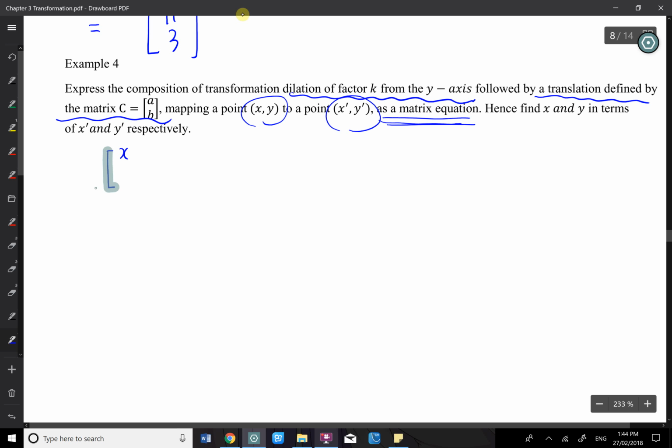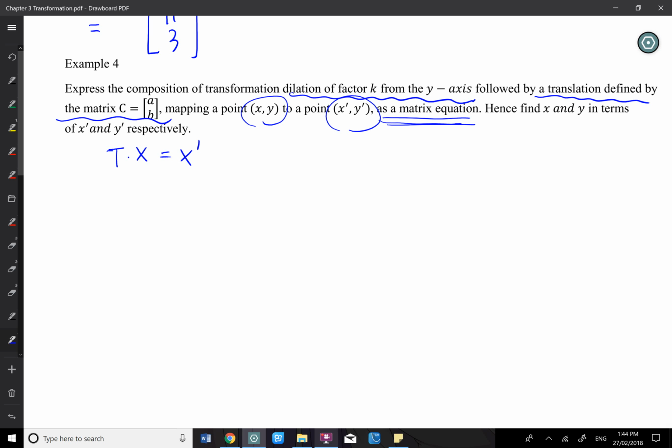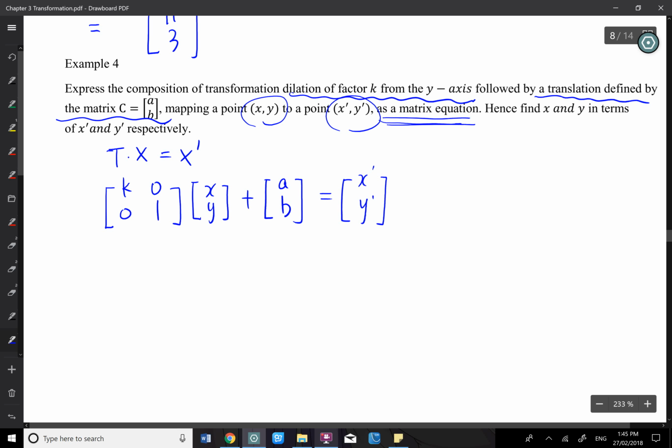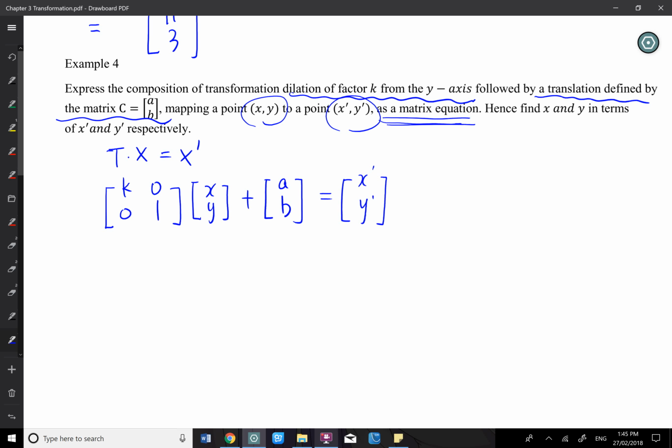So T times x will give you x dash, or plus c if necessary at the back. So a dilation factor of k from the y-axis will be this matrix. I will times that with the original points, followed by a translation factor. That will give you the x dash y dash. That's the equation. Okay, we finished 1 mark.